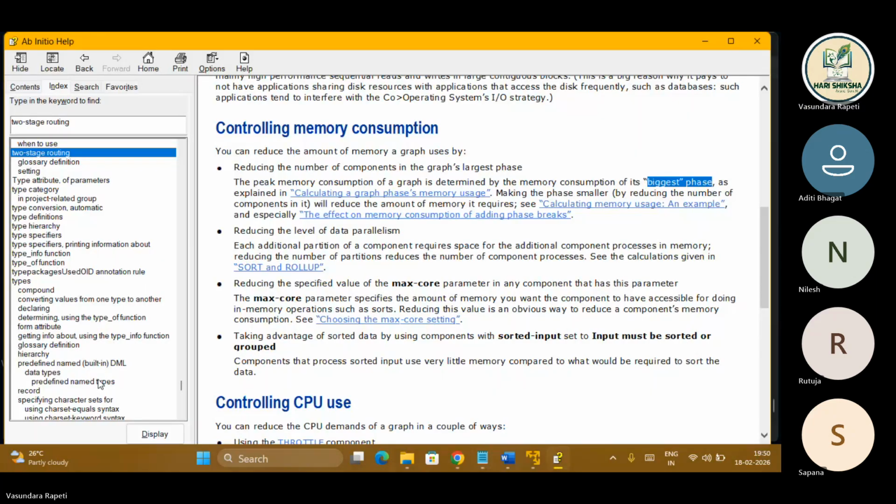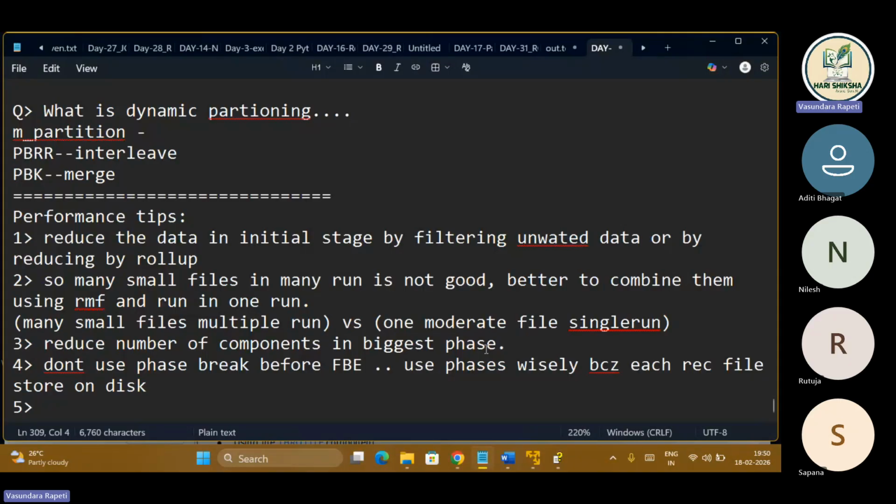Then max core, right? Reduce the specified value of the max core parameter if any component has this parameter, the maximum specified amount of RAM. So max core should be optimized, and reduce the level of data parallelism. Instead of just reducing, we need to use it wisely, so that if you have a number of machines, you can give good RAM and that much data parallelism. Data parallelism depends on how many machines you have.